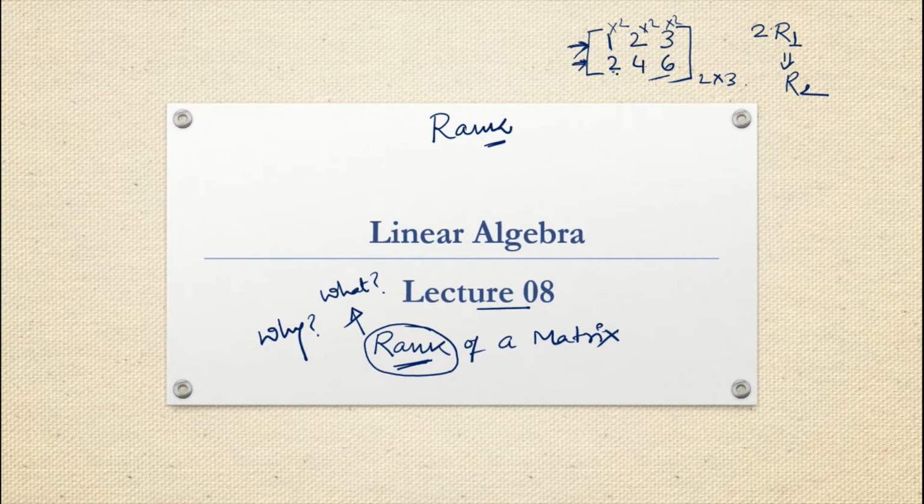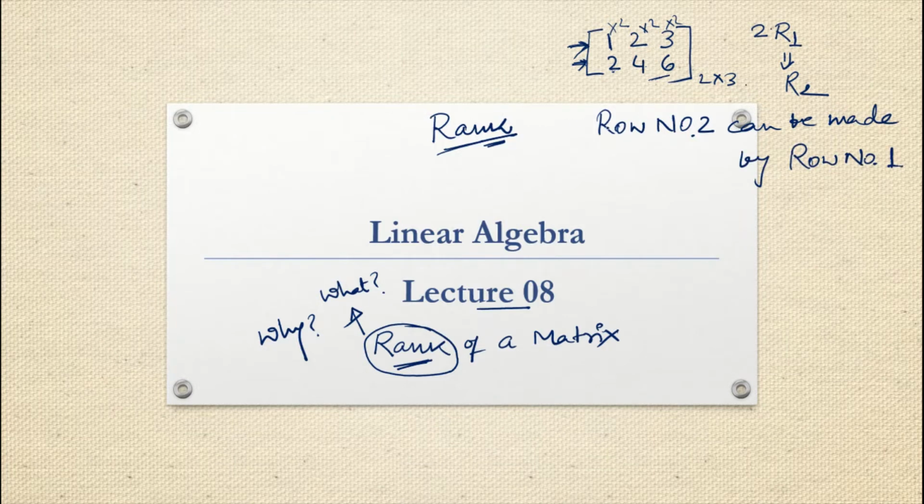Basically, rank says that the matrix should contain distinct rows, or unique rows. If I get the same information from row number 2, then what is the use of this row number 2? Row number 2 can be made from row number 1, and rank does not allow us to count what can be made like this.